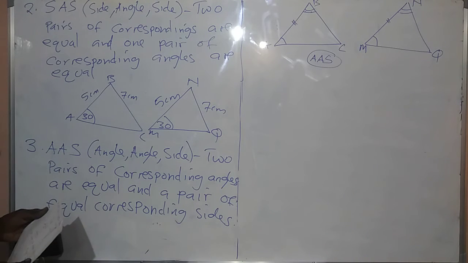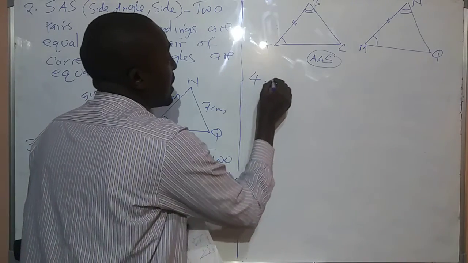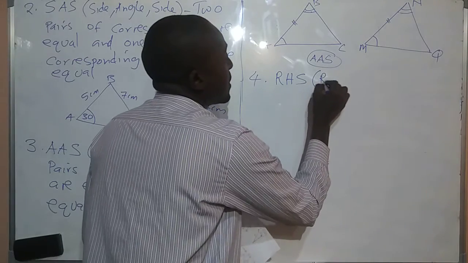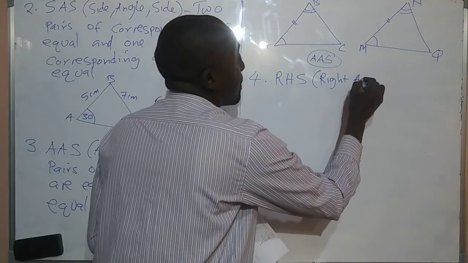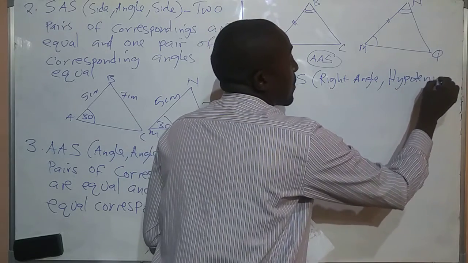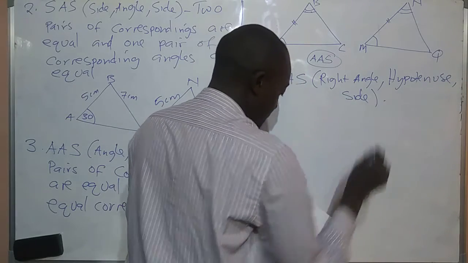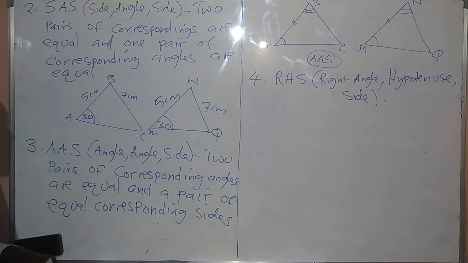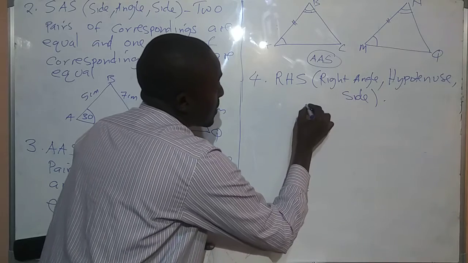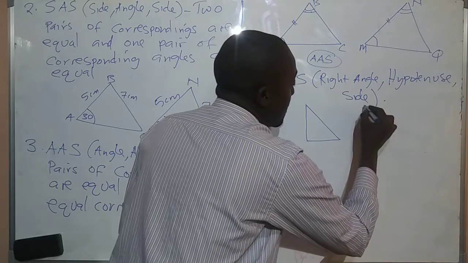And then the last condition that we have for congruency, number 4, is when you are dealing with a right angled triangle. So we have right angle, hypotenuse, and side. Okay, side. Right angle, hypotenuse, and side. So here is an example of a triangle that we are talking about. Okay, and then another one here.